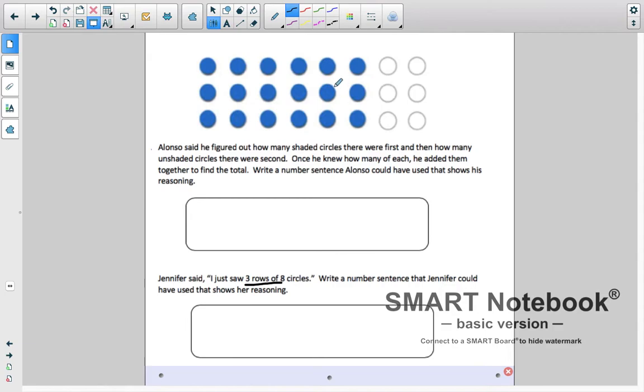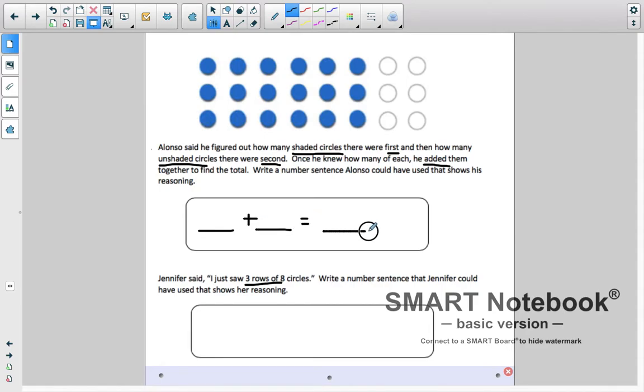So we have the same picture here. The first question says, Alfonso said he figured out how many shaded circles, I'm going to underline that because that's important, how many shaded circles were first, and then how many unshaded circles there were second. Once he knew how many of each, he added them together to find the total. Write a number sentence Alfonso could have used that shows his reasoning. So he used an addition problem. So I'm going to write an addition sentence right here.